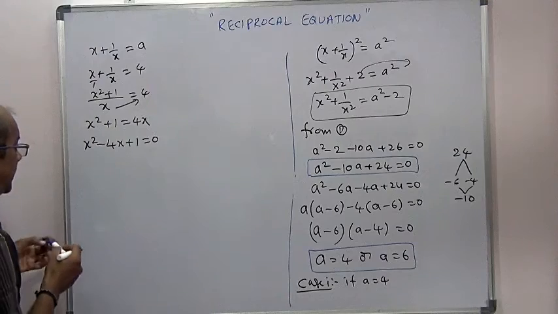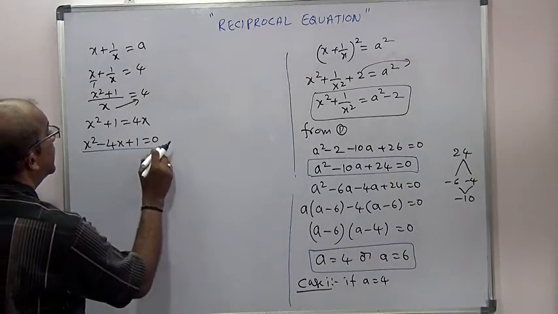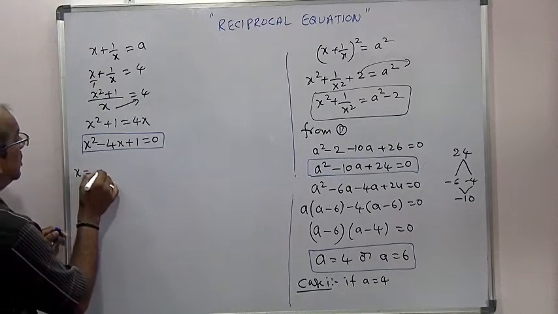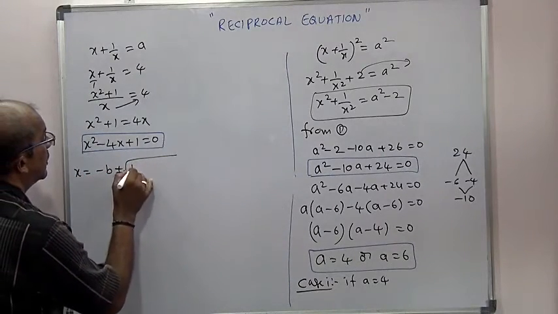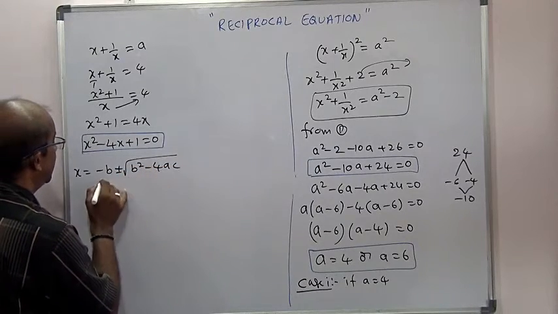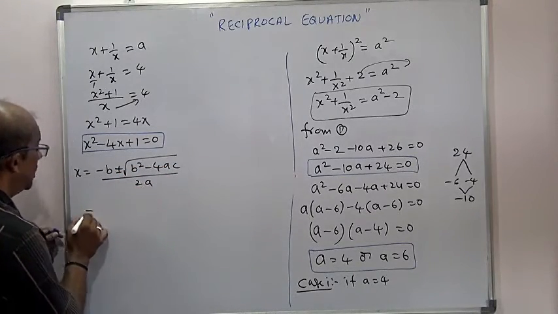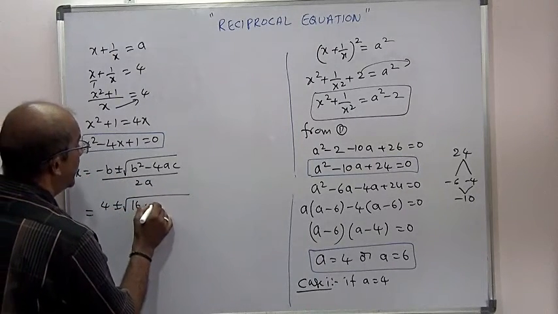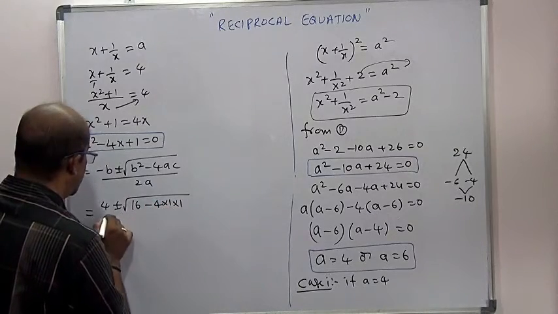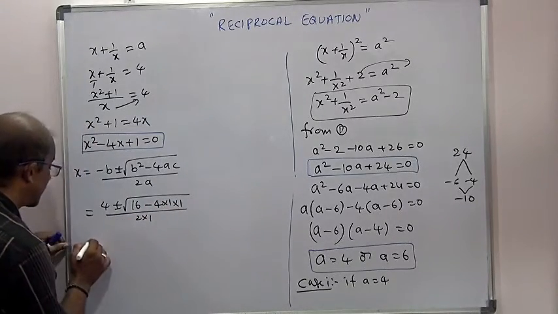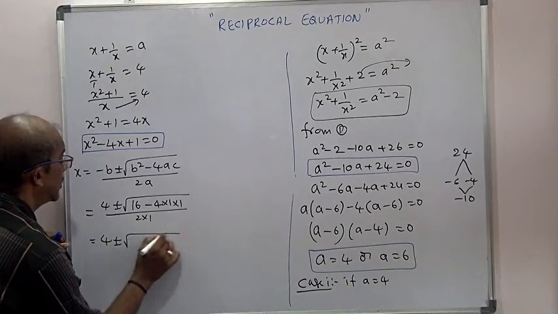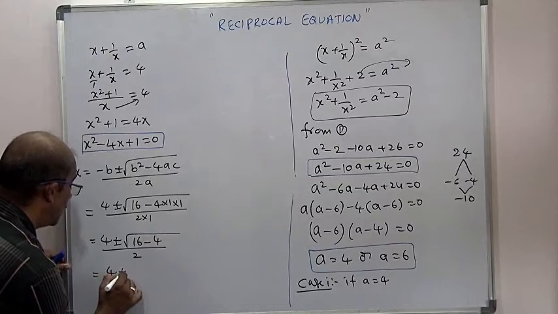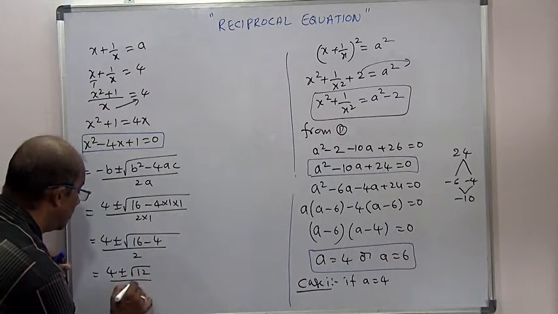This is a quadratic equation. In this quadratic equation, find the roots. Now, x is equal to minus b plus or minus square root of b square minus 4ac by 2a. Now, 4 plus or minus square root of 16 minus 4 into 1 into 1 by 2 into 1, that equals 4 plus or minus square root of 16 minus 4 by 2, that equals 4 plus or minus root 12 by 2.